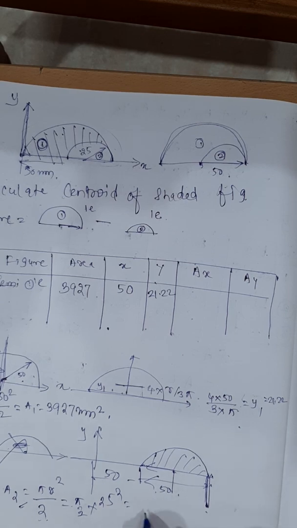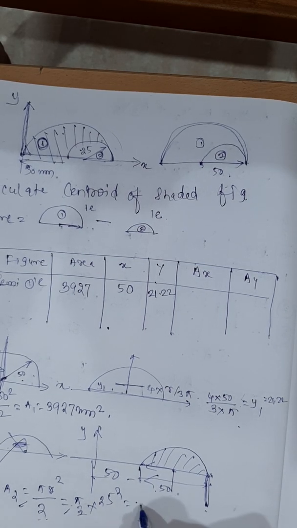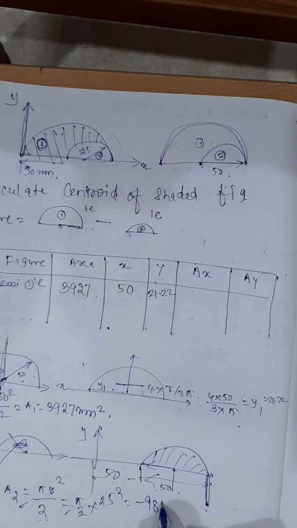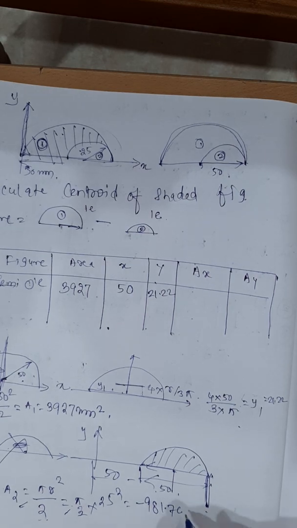981.74. A2 is to be taken as negative. Remember, we are taking out that particular figure. If you were adding that figure, it would become positive. Actually, that area is to be removed. Only the area is to be negative. You don't worry about the x and y values, they will adjust automatically. 981.74, right?